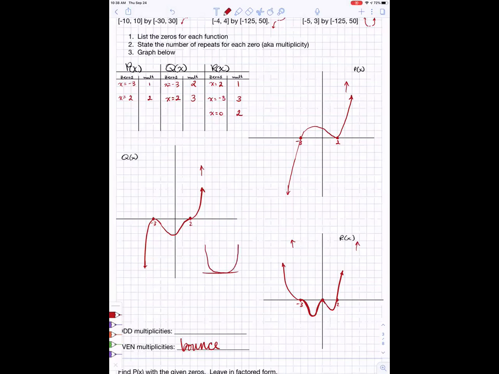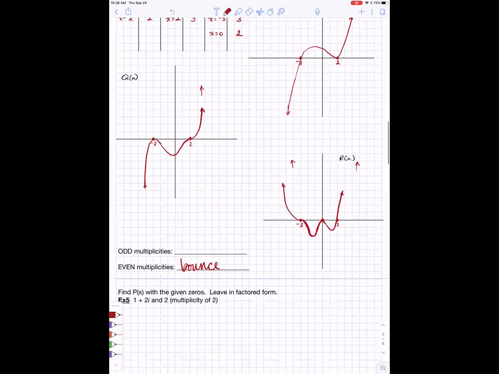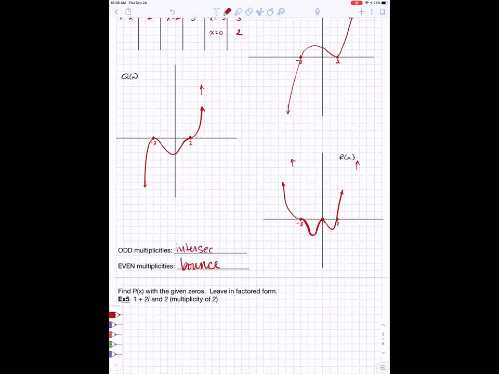Okay, it's a little flatter. It's still bouncing, but it's a little flatter. So the higher the multiplicity, the longer it takes to do the job. And so odd multiplicities intersect the x-axis. The word that I'm going to use for that is breakers. They break through. So I have bouncers and breakers.